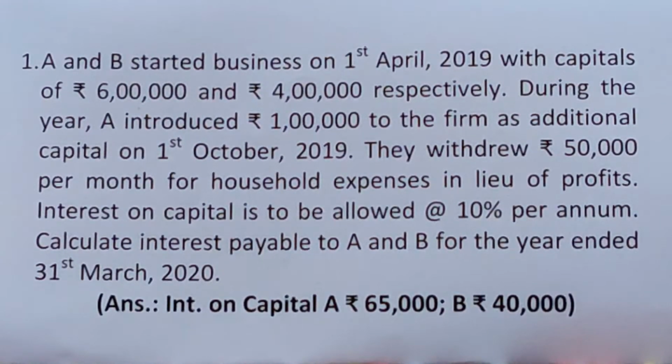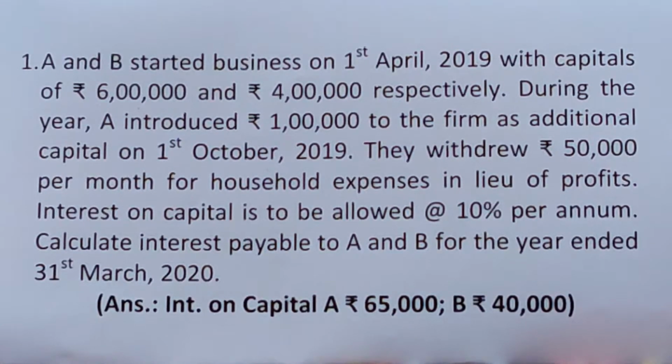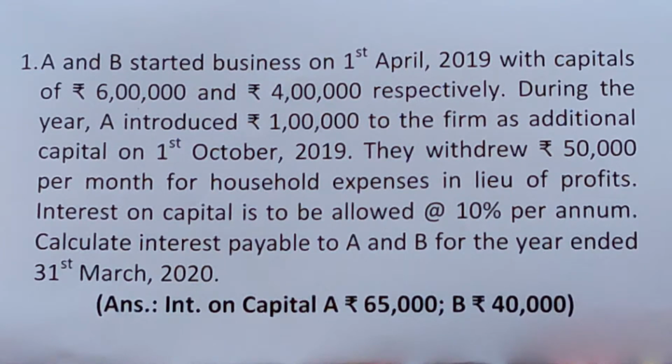The question is, A and B started business on 1st April 2019 with capitals of 6 lakh rupees and 4 lakh rupees respectively. During the year, A introduced 1 lakh rupees to the firm as additional capital on 1st October 2019. They withdrew 50,000 rupees per month for household expenses in lieu of profits. Interest on capital is to be allowed at 10% per annum. Calculate interest payable to A and B for the year ended 31st March 2020. So let's do this question.